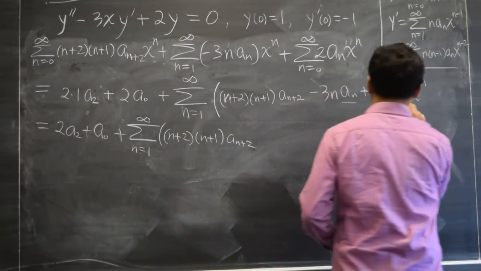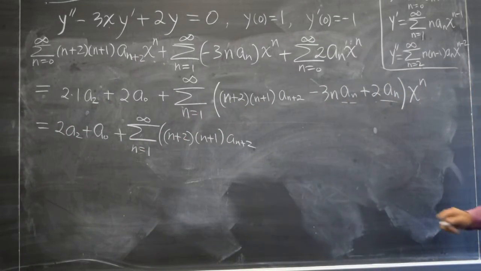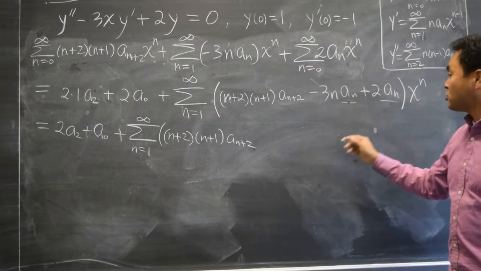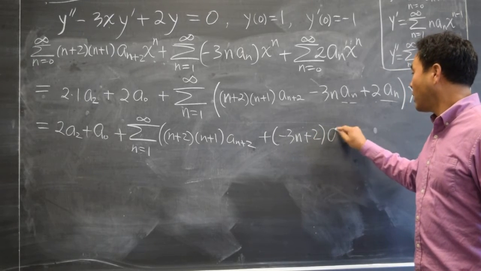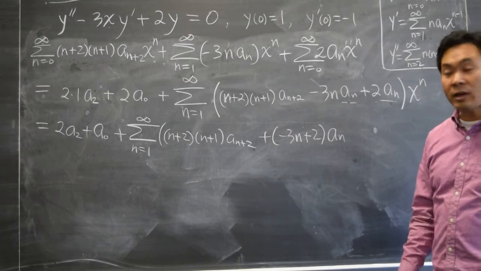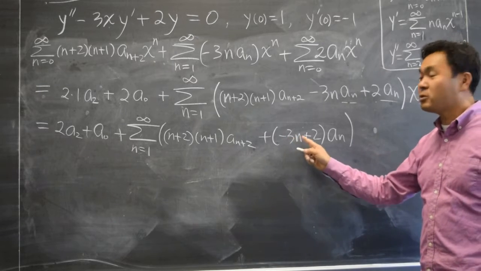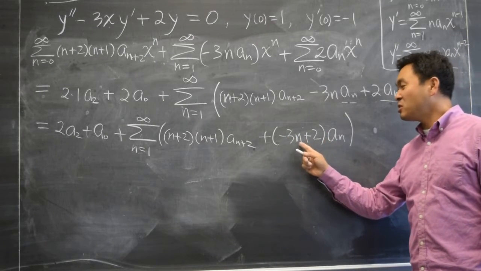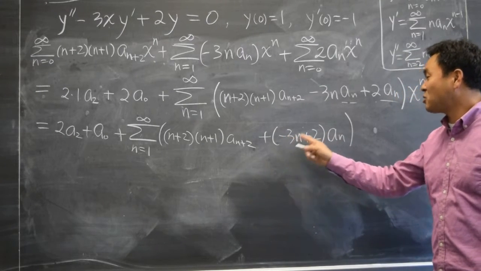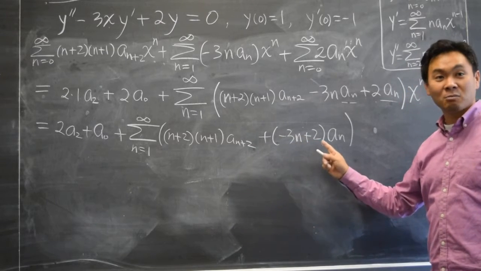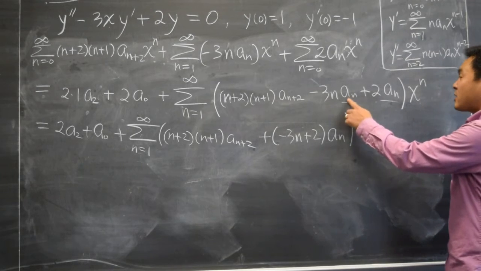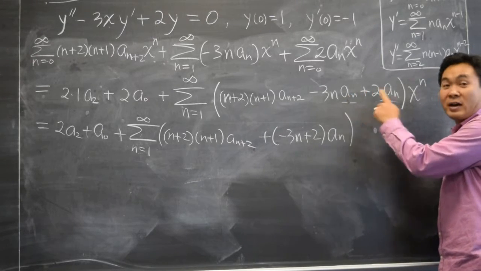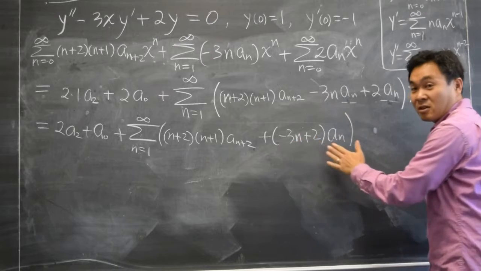Now these two can also be put together because that's an, right? So you have negative 3n plus 2. With the n, yeah, we need the n. You can't say negative 3 plus 2. It's negative 3n plus 2. I'm saying you can combine that. I can factor out the an because they are common factors. So I factor the an out, I get this, right?